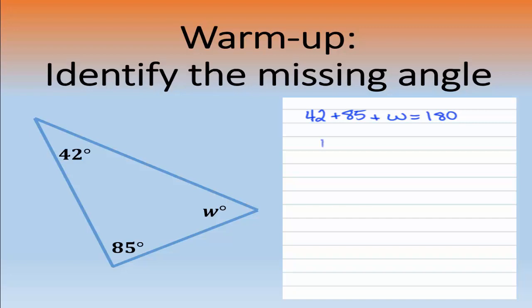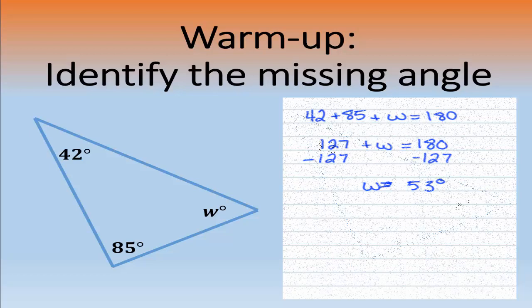And we end up with 127 plus W equals 180. We're still trying to isolate the variable, so our next step is to subtract 127 from both sides of the equation. And we're left with W equals 53. So for the first triangle on the left side of the screen, our value for W is 53 degrees.